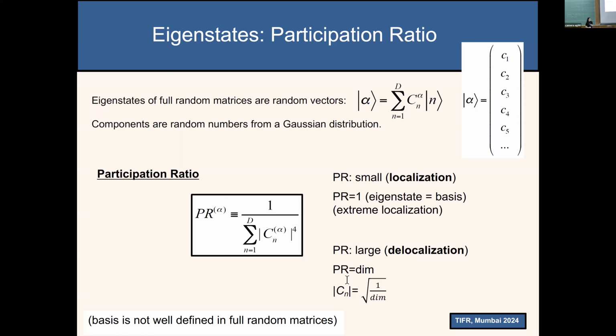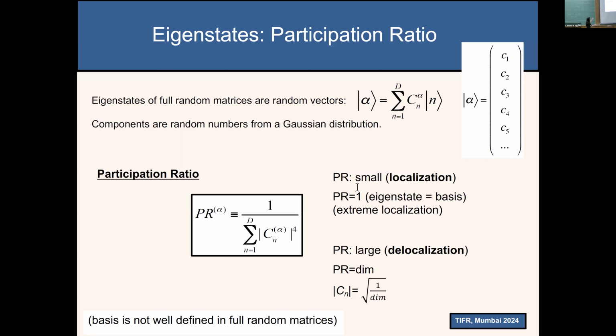random vector. So one of these quantities to study these vectors is the participation ratio. Definition: 1 over the sum of all of those components to the fourth. And so you see that if all of these components were equal, which will never happen, but if they were all equal, each one would be the square root of 1 over the dimension. So this would give us the dimension. The participation ratio becomes the dimension if all of the components were equal.